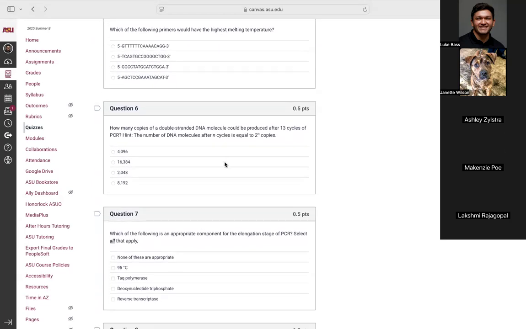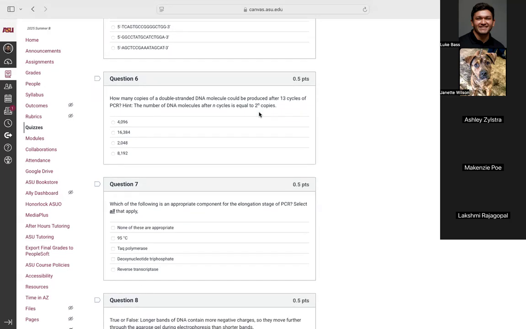So then moving on to question six, how many copies of double-stranded DNA molecules will be produced after 13 cycles of PCR? You'll be using this 2 to the n equation. So here you'll just calculate 2 to the 13th. And this is just to show you that even after 13 cycles, where, realistically, each cycle should take, depending on how big the DNA size, but on average, probably like 5 minutes, you can get a lot of DNA molecules. Correct. Yeah, Lakshmi, you're still on the right track for all of these.